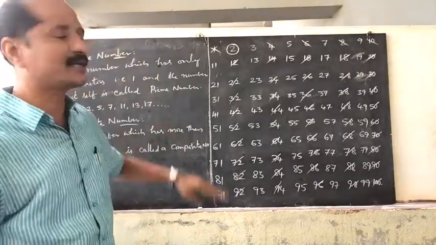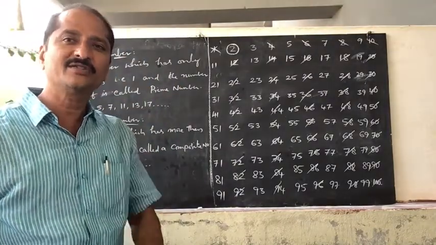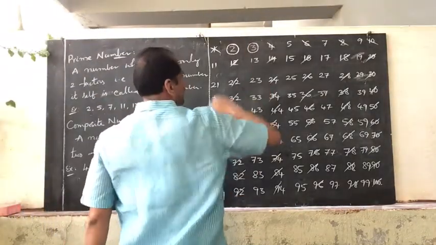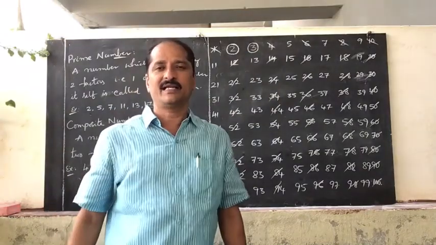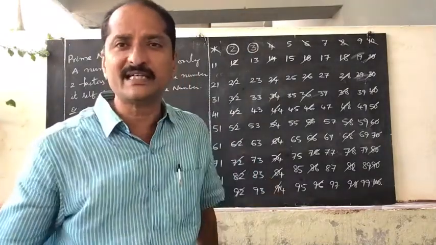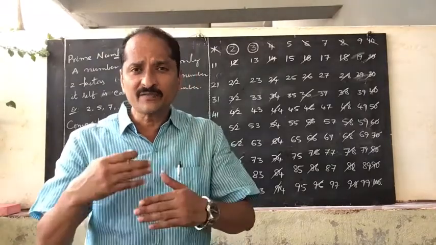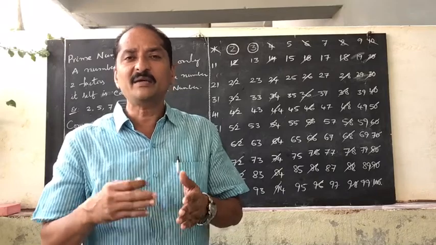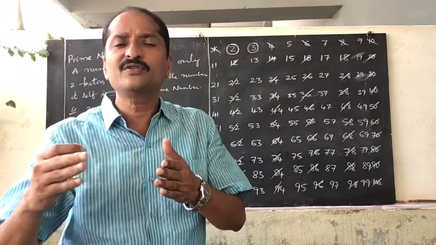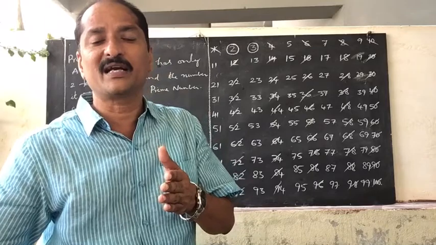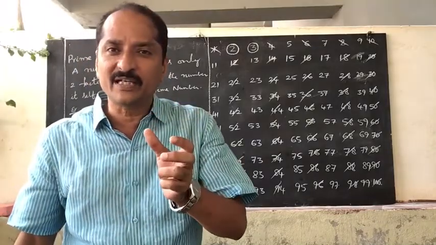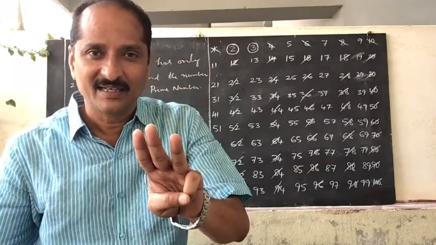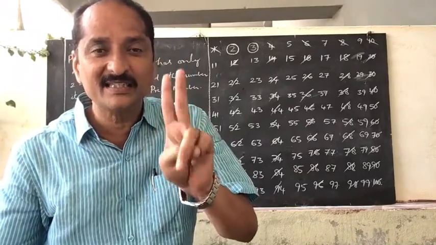Next, after 2, take out 3. 3 also has 2 factors, so this is also a prime number. That means check the multiples of 3. The multiples of 3 are also composite numbers, because for all the multiples of 3, 3 is the third factor. A number which has more than 2 factors is a composite number.